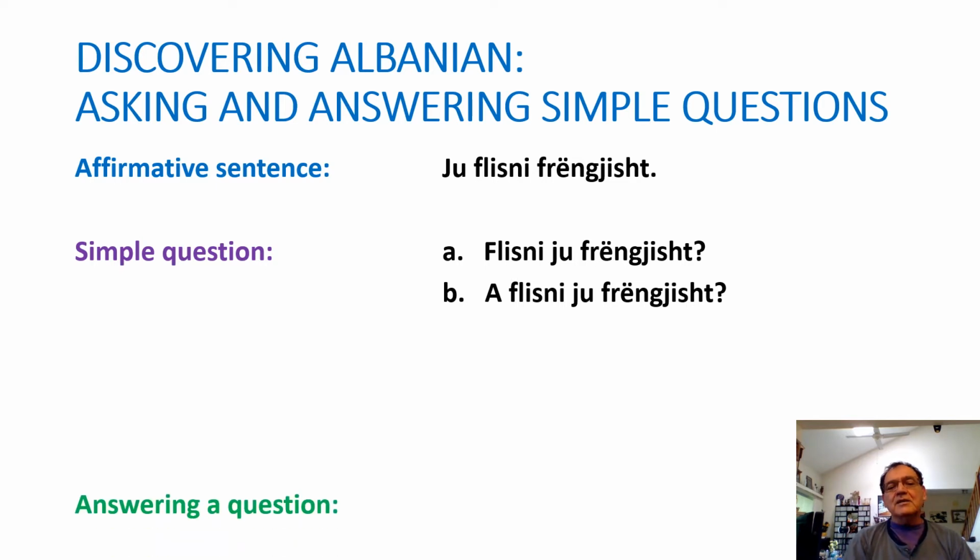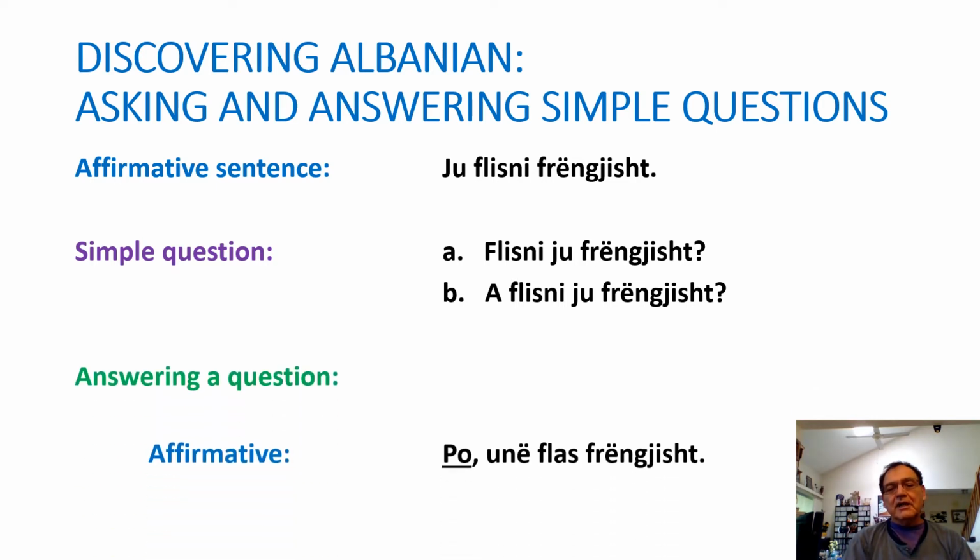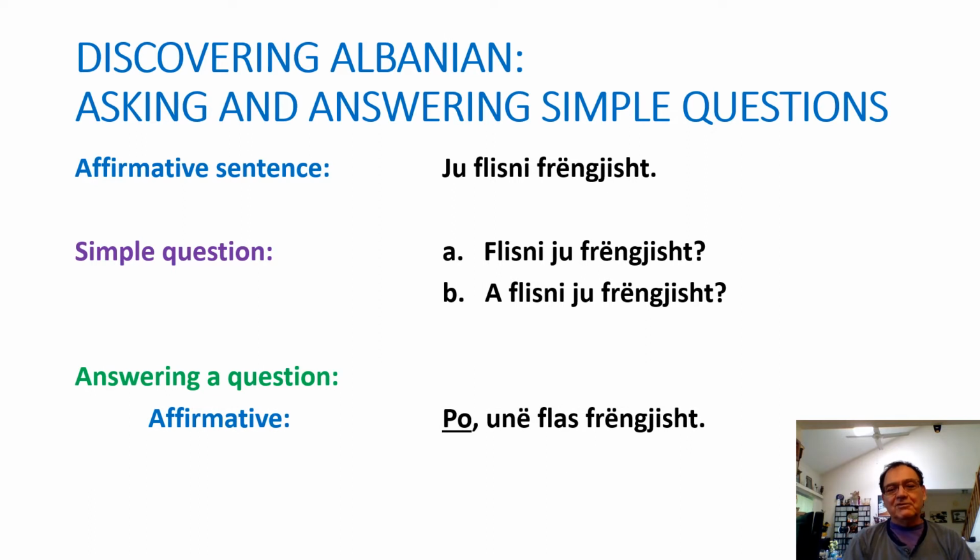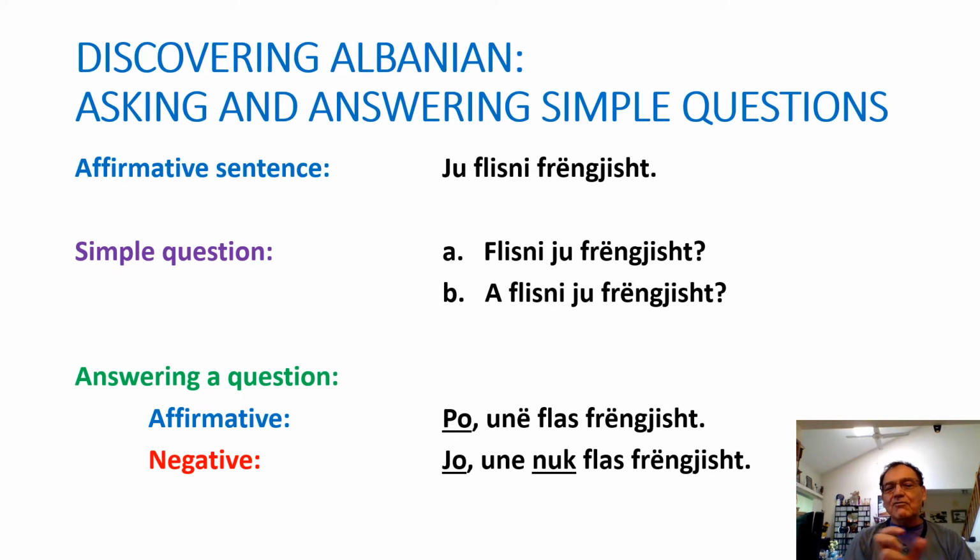Now, how do we answer a question? Well, we can answer a question in the affirmative. So if you want to say yes, you say po. In this case, po unë flas frëngjisht. If you want to answer in the negative, then you say jo. Jo means no, and you also need to negate the sentence, and the way you negate the sentence is you put nuk in front of the verb. So you say jo unë nuk flas frëngjisht.